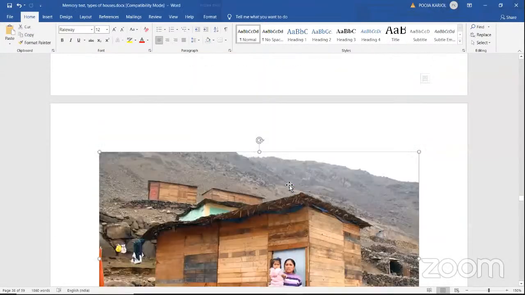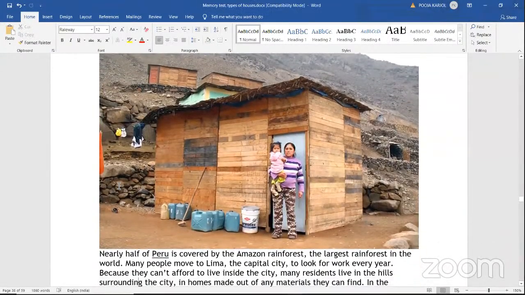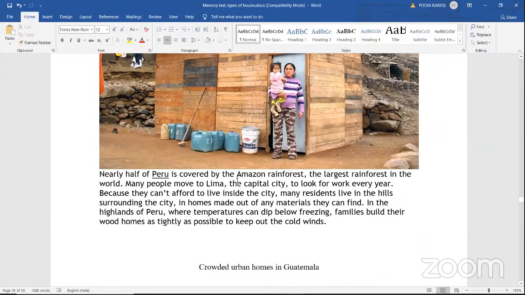This is Peru. Nearly half of Peru is covered by the Amazon rainforest, the largest rainforest in the world. Many people move to Lima, the capital city, to look for work every year, because they cannot afford to live inside the city. Many residents live in the hills surrounding the city in homes made out of any materials they can find.